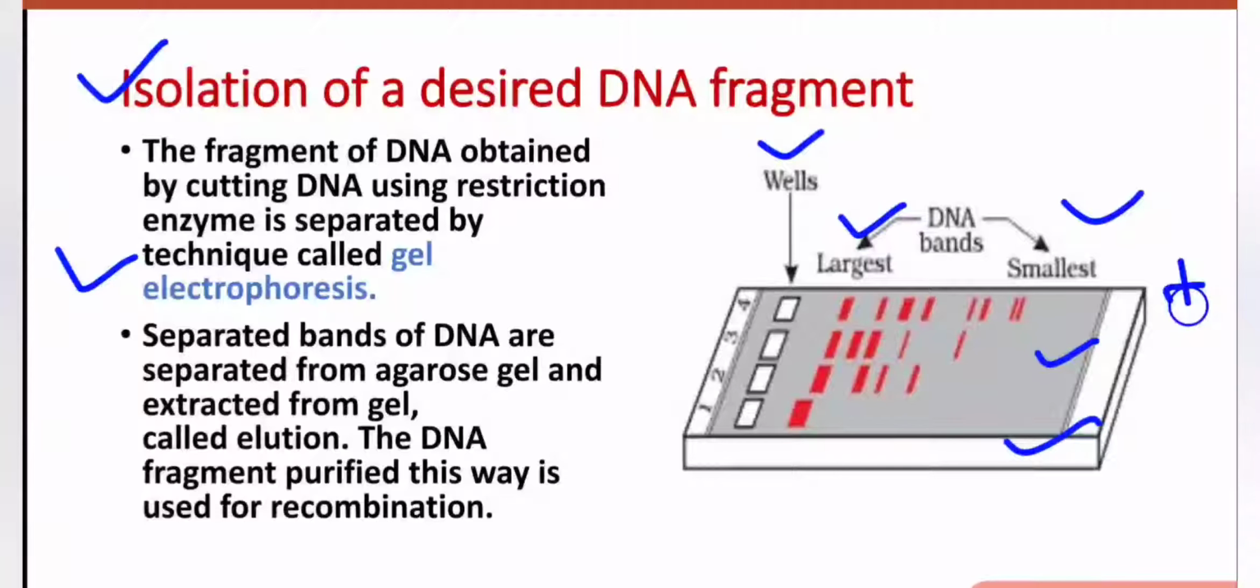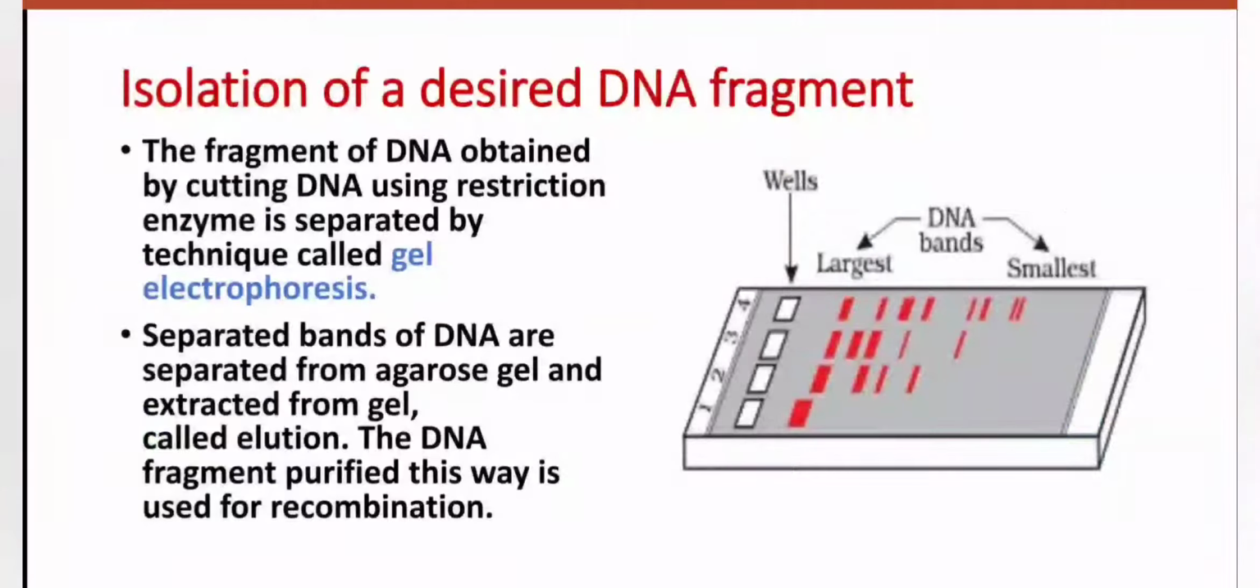अब suppose आपको जो desired fragment था वो ये वाला है बेटे. Now what you have to do, you have to elute it out. आपको इसको बाहर निकालना है. You will cut this gel piece along with this DNA fragment, और इसमें से आप DNA elute out कर लोगे, purify कर लोगे, and then you will use DNA for the next step.